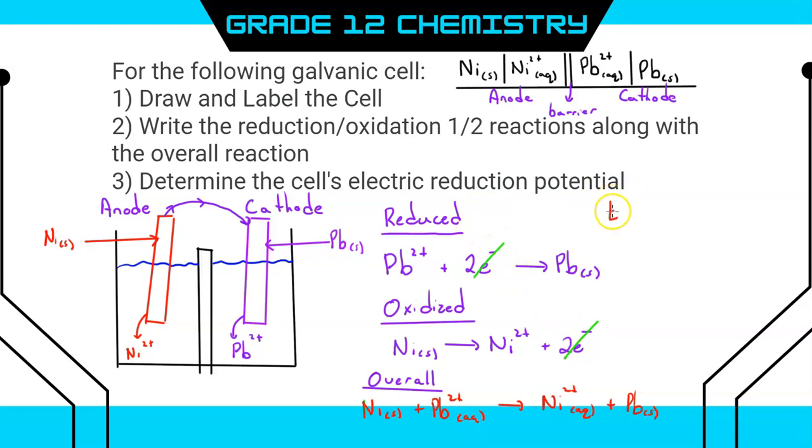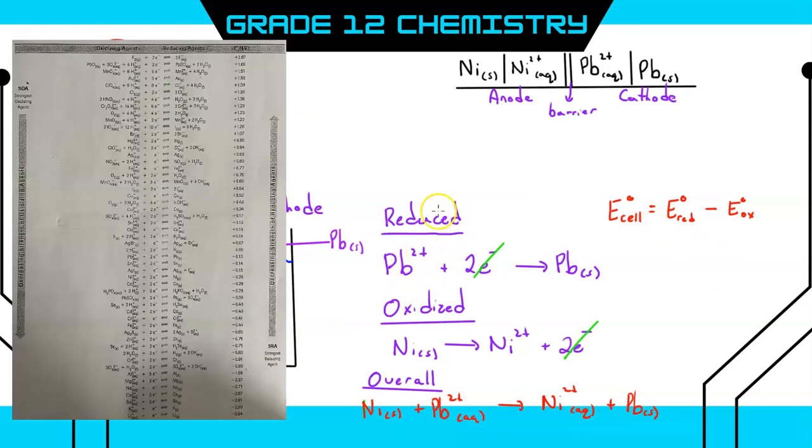So the electric reduction potential at SATP for the cell is going to equal the potential for what's being reduced minus the potential for what's being oxidized. How are we going to figure that out? Well, we're going to go back to our strengths table. So lead is being reduced, meaning it's our oxidizing agent. So let's look for lead on here.